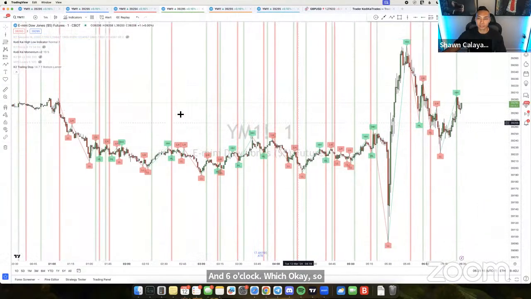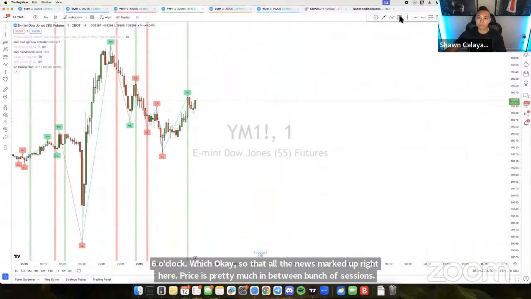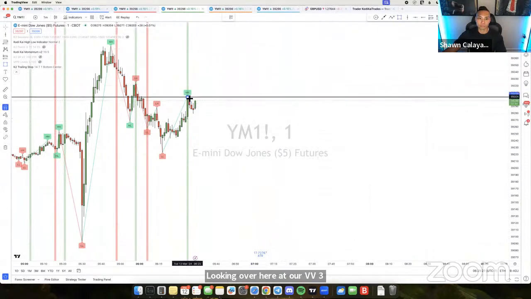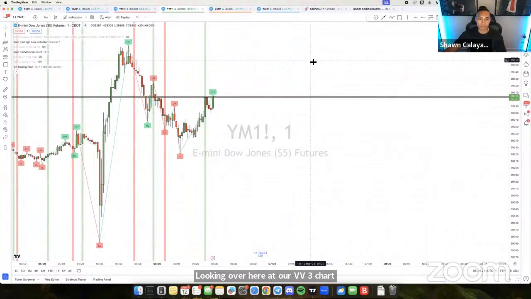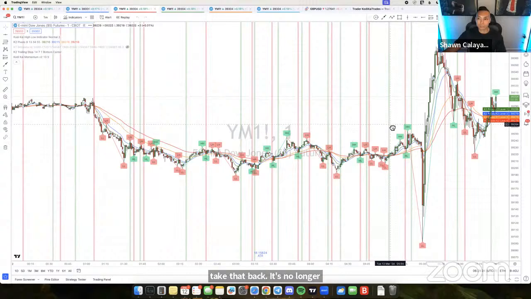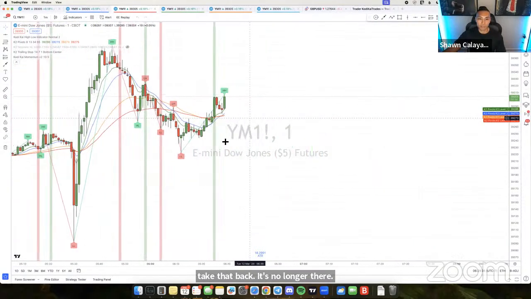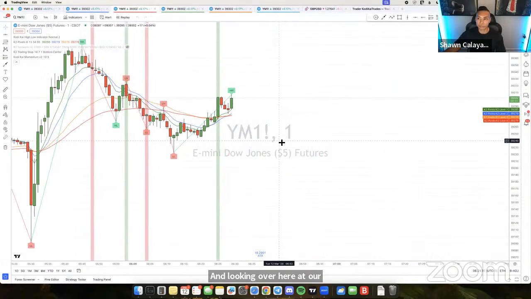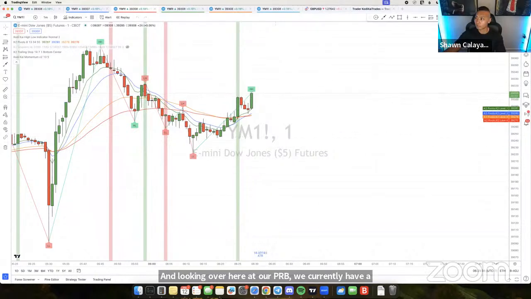Looking over here at our BB3 chart, there is a double body rejection right there. Never mind, take that back. It's now no longer there. And looking over here at our PRB, we currently have a bullish trend. So we'll see what happens here on open, and then we'll go from there.